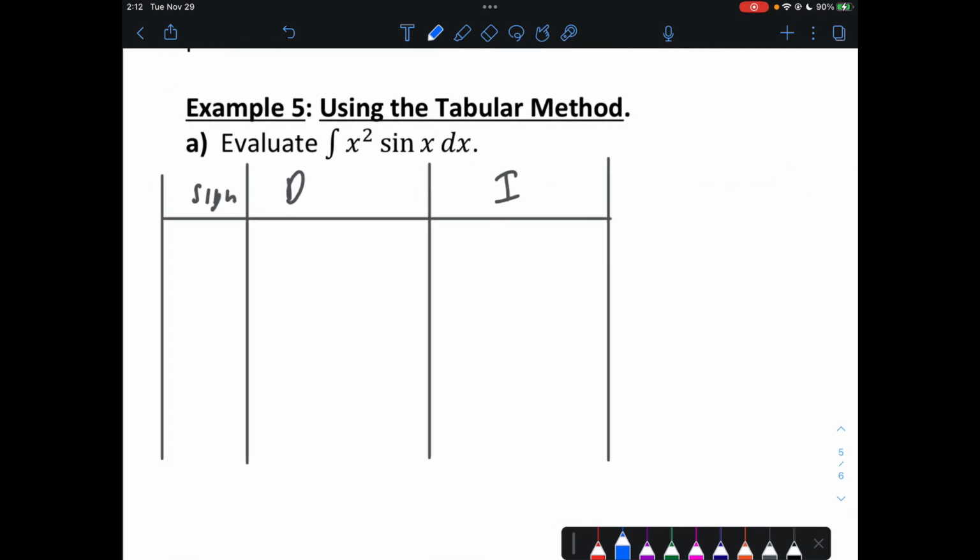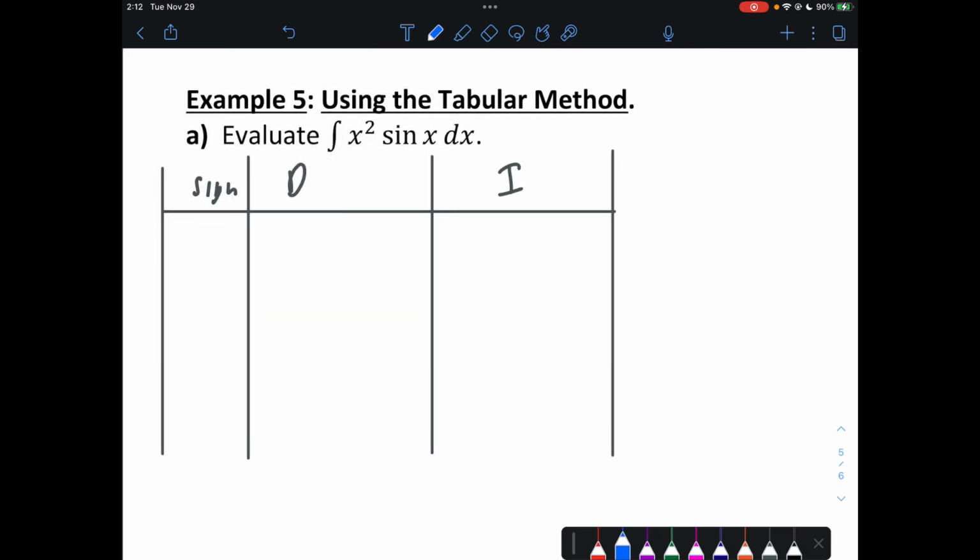So here's our first problem we're looking at using the tabular method. And you can see I've already set up a table. It's a 3-column table. The first column is a sign of something that's just positive or negative. The second column is the derivatives, and the third column is the integrals. Okay. So in this problem, there's no logs, there's no antiderivative, there's no inverse trig. So I'm going to let u equal x squared. And that's a good thing because at some point the derivative will be 0. If we keep taking derivatives of that, the derivative will be 0. So that's why I can use this method, which means my dv would be sine x dx.